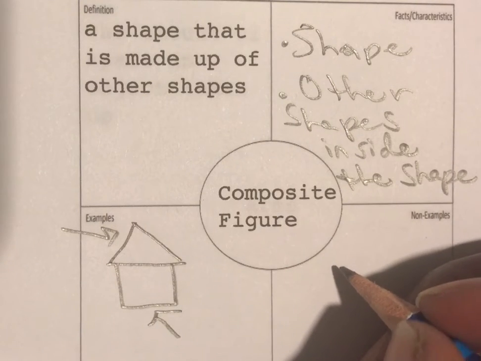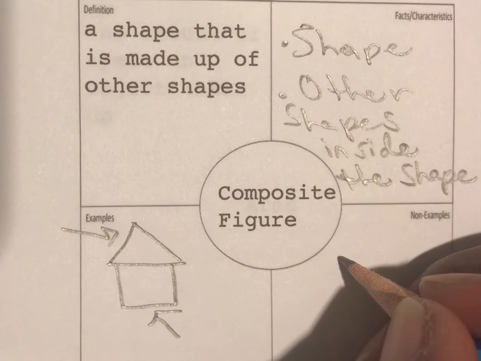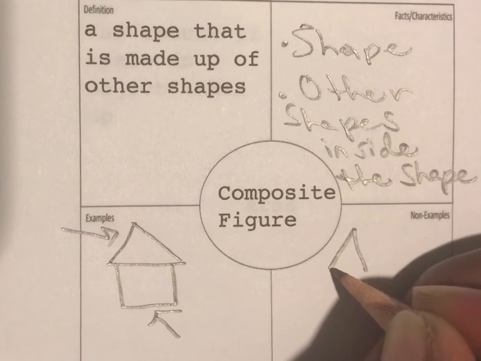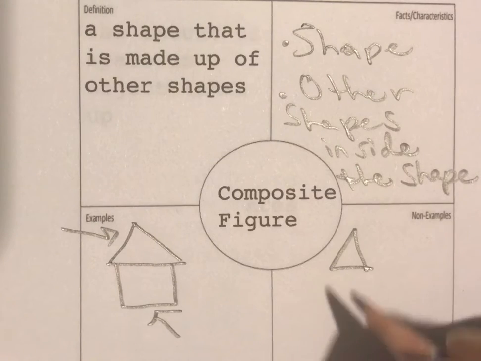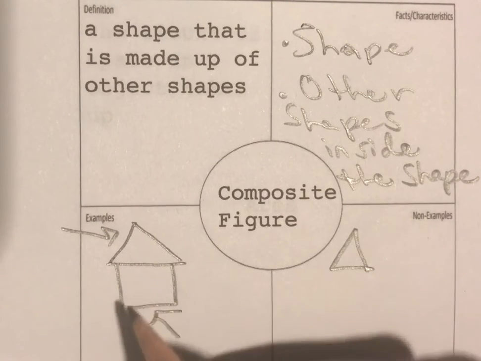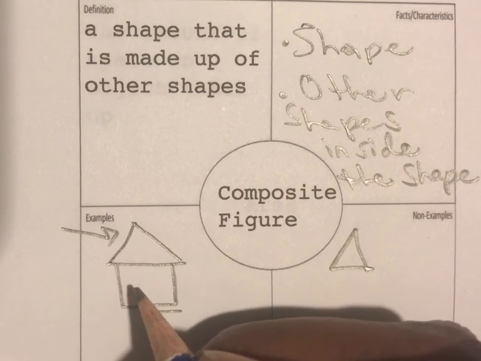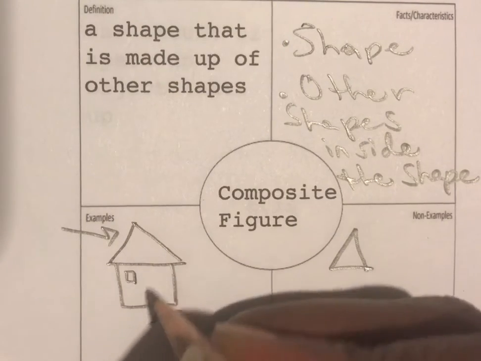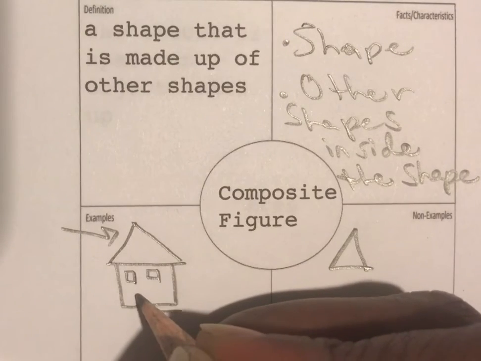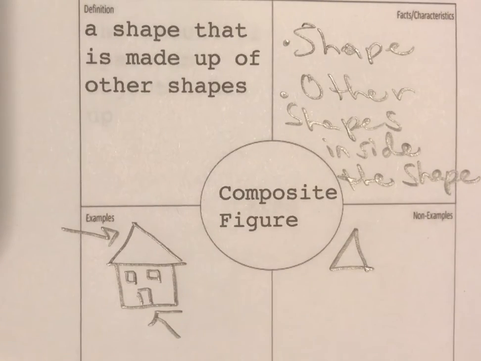So if I want to do a non-example, well, my non-example here is going to be a triangle, but there's nothing else here. There's nothing inside of it. There's nothing attached to it. So it's a figure by itself. So a composite figure has either a figure inside of it or it has a figure connected to it. Let's make this house extra fancy with some nice windows and a beautiful door.